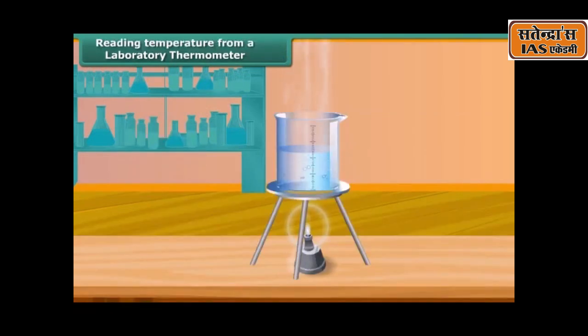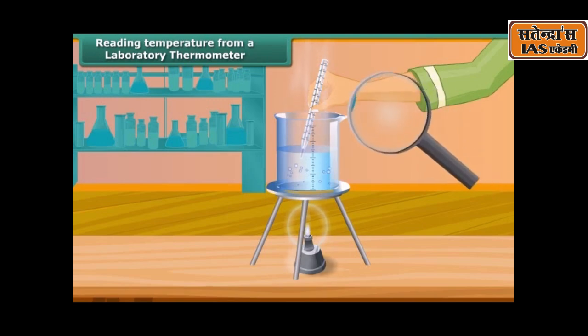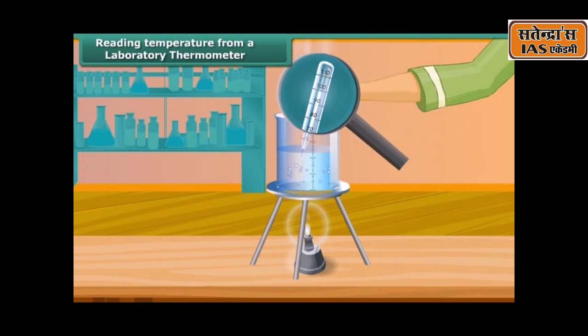Let us now measure the temperature of hot water kept in a beaker. Take a laboratory thermometer. Immerse the bulb of thermometer in hot water. See the shining thread of mercury moving up in the thermometer tube. After some time, the mercury thread will stop rising and stand at one place. Read the temperature on thermometer tube, which corresponds to the top of mercury thread. This is temperature of hot water.